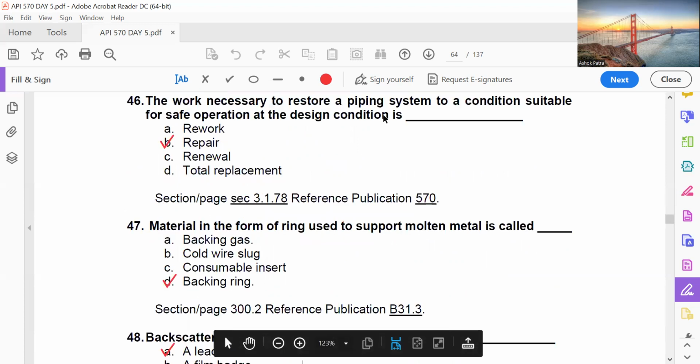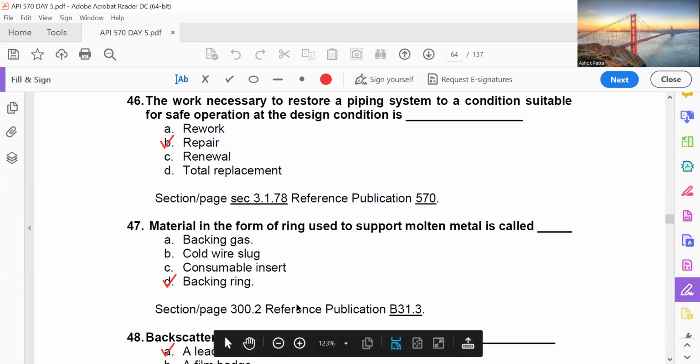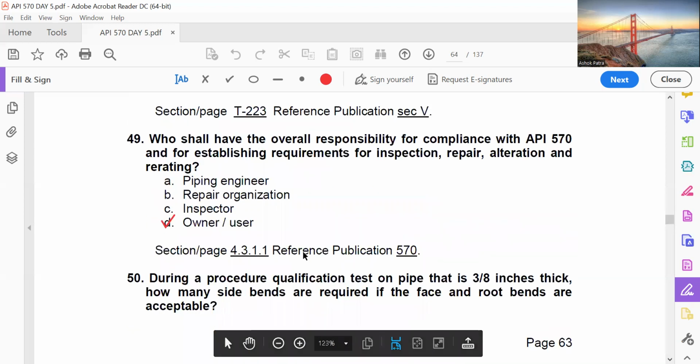The work necessary to restore the piping system to a condition suitable for safe operation at the design condition is repair. So material in the form of a ring used to support molten metal is called backing ring. The excavator radiation is determined by the use of a lead beam on the back of the film holder.